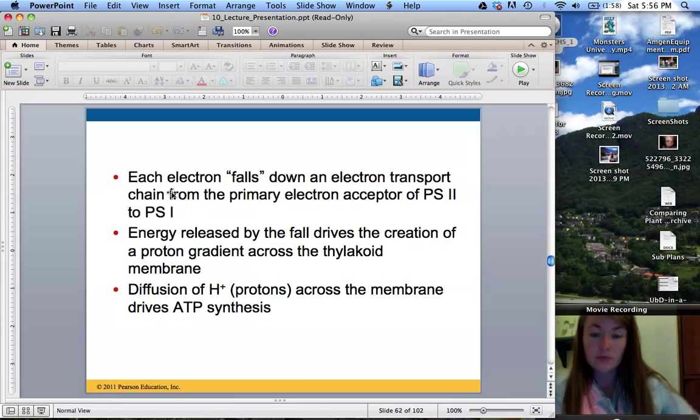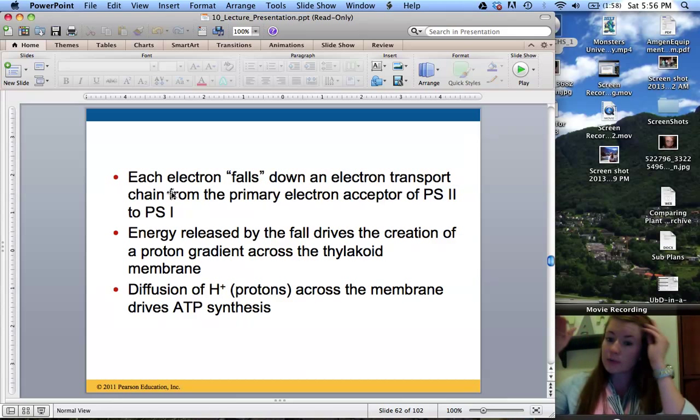Now, the energy is released as these electrons are falling down. So they start off as really high energy, and they end up at really low energy, and so that energy has to go somewhere, right? Energy is neither created nor destroyed. It has to go somewhere, and so that energy is used to pump hydrogen ions across the thylakoid membrane.